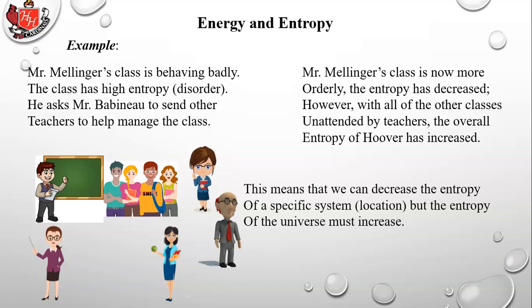So this means that we can decrease the entropy of a specific system, that's a location, but the entropy of the universe overall will increase. That is not only the rest of Hoover, but my classroom as well. If you took the total entropy of the two of them together, the entire campus including my classroom, the entropy would have increased overall.